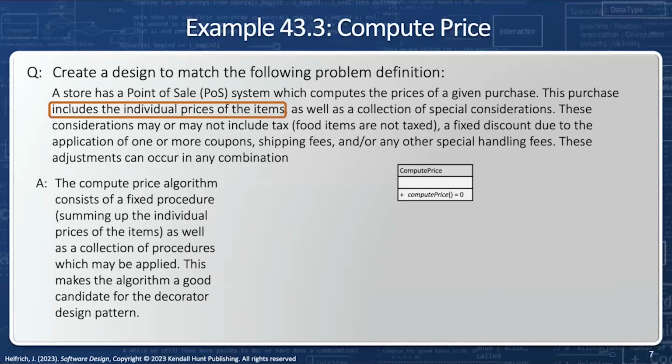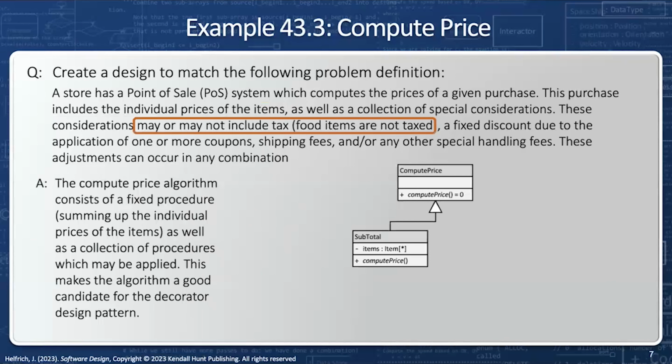So I need to have something which is going to tally up the subtotal of all the different items. And I'm going to call this my subtotal. It's going to have the collection of items I'm going to sum up, and it's going to compute my price. And my compute price abstract class will have a derived class called subtotal. So if the only thing I ever do is instantiate subtotal, then I will only subtotal without anything extra.